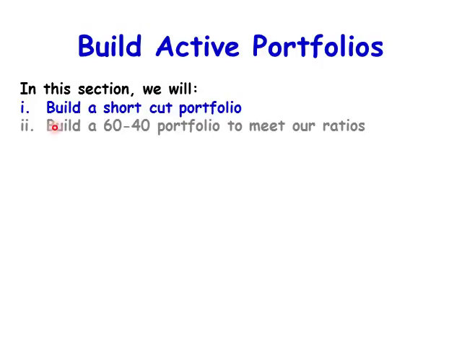Let's continue with building portfolios. In this section we will build a shortcut portfolio, and in a later section we'll build a 60-40 portfolio to meet our ratios. Then we'll dry run the portfolios built so far, these two portfolios. Let's do the shortcut portfolio.